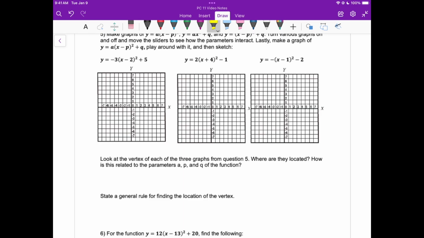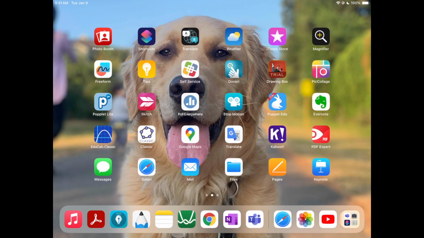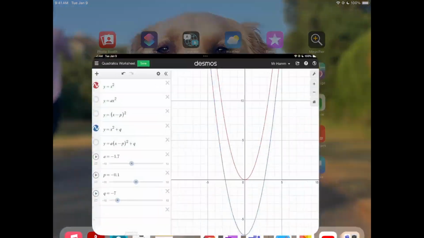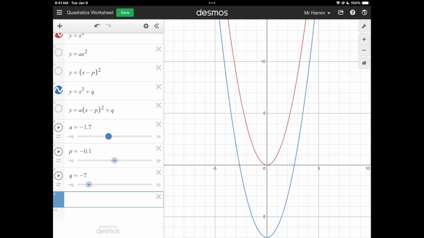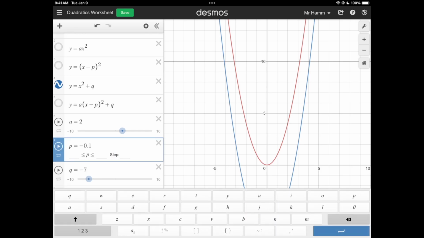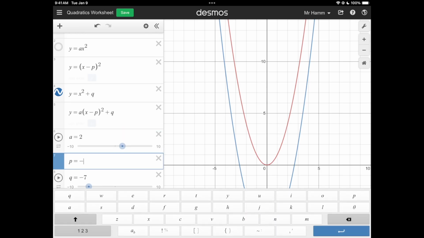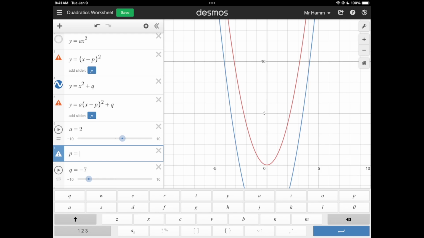So I'm going to look at a specific one. y equals 2x squared plus, 2 times x plus 4 squared minus 1. So this middle graph here. Let's try graphing that. So I'm just going to play with my sliders to get them into the right spot. So a was 2, p was 4. But the dangerous thing to look out for here is that was not x minus, or x plus 4. That was x minus negative 4.